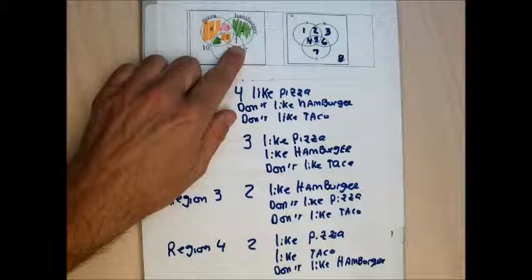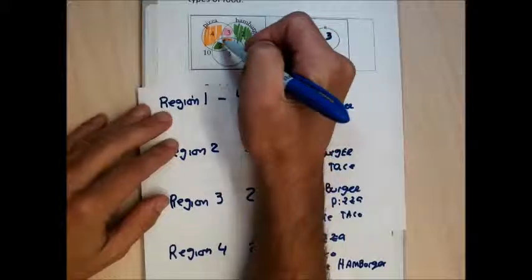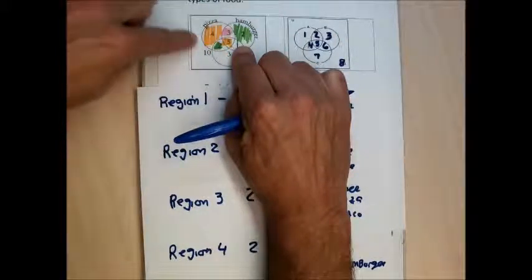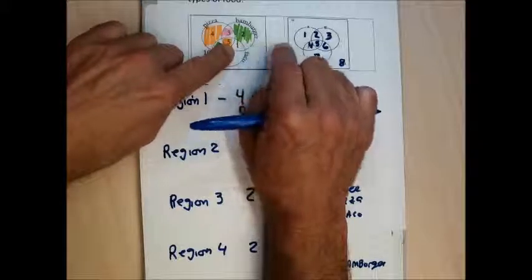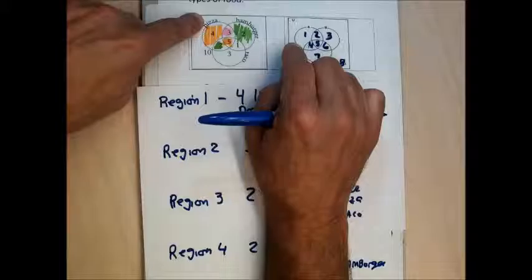That 1 right there in region 6, they like hamburgers because it's inside the hamburger circle. They like tacos because that's inside the taco circle. But the pizza circle doesn't capture that 1, so that 1 person likes hamburgers and tacos, and doesn't like pizza.